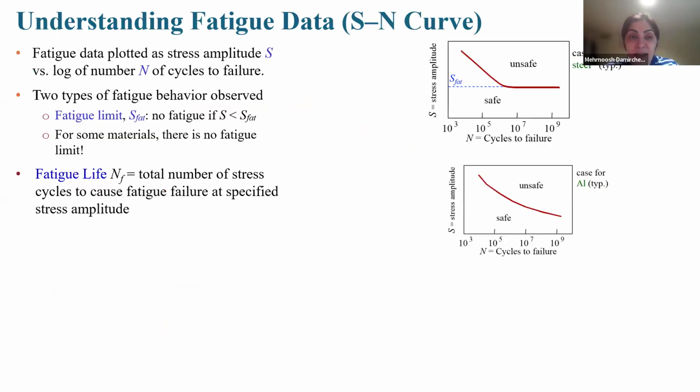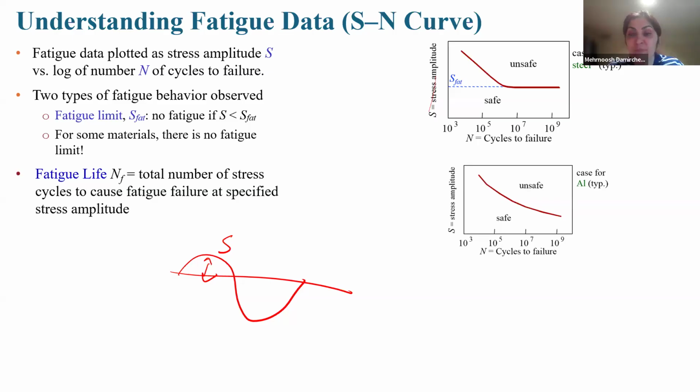Understanding fatigue data or the S-N curve. Fatigue data is plotted as stress amplitude, S, versus the logarithm of N, where N is the number of cycles to failure. Here is the stress amplitude, S, versus N, the life that we expect the material can tolerate.